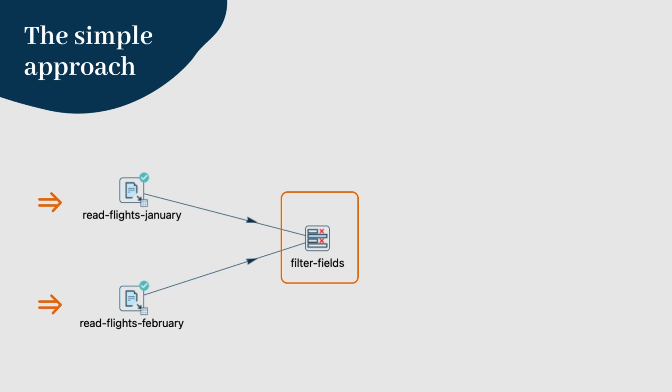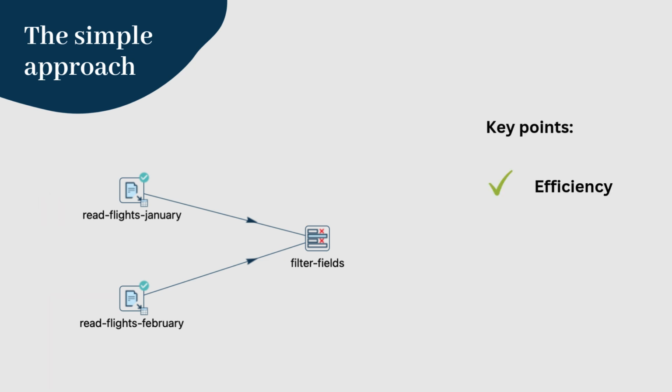Some key points here: efficiency, because this approach avoids the overhead of managing the order of the streams. Simplicity, the pipeline is simple with minimal transforms. Flexibility, you can easily scale this approach by adding more identical streams, all feeding into the same downstream transform.